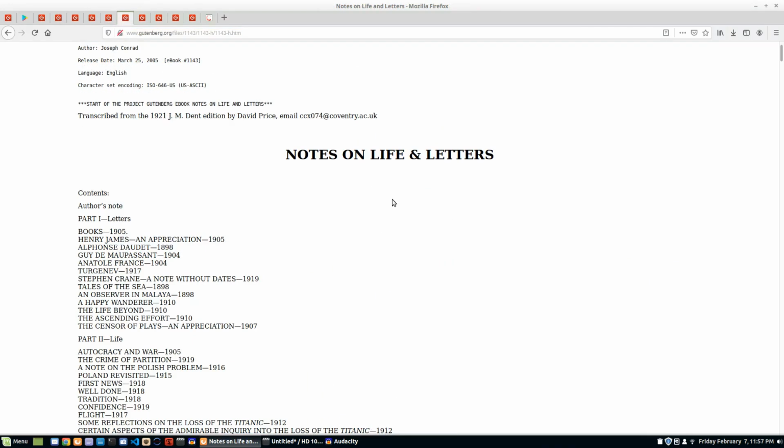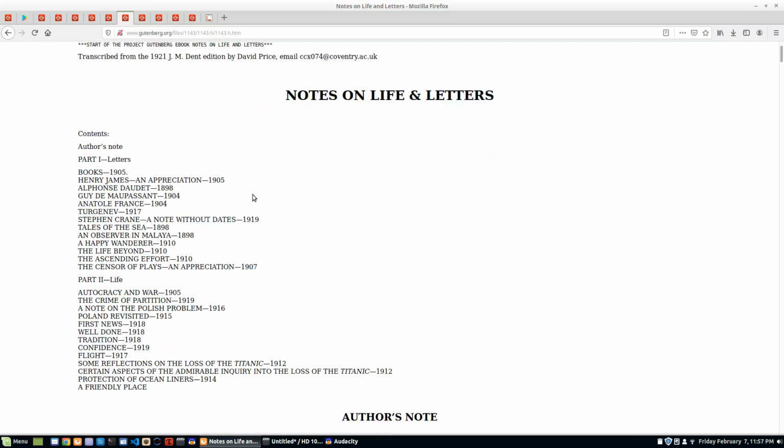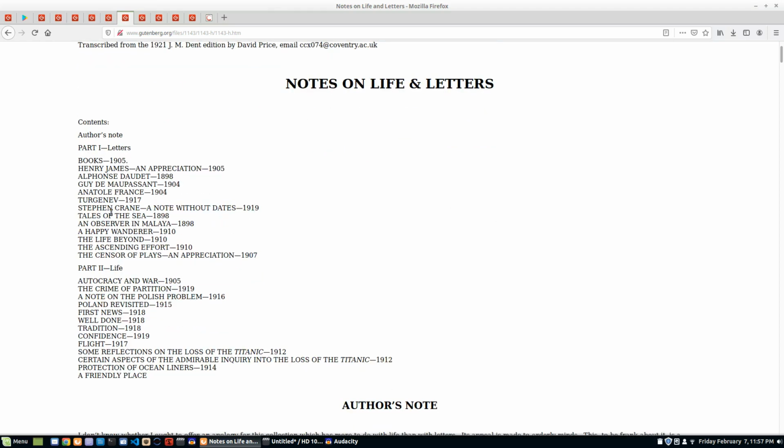And then for the more general audience, I would recommend Notes on Life and Letters. He talks about some other authors in here, like Stephen Crane of Red Badge of Courage. And then he also talks about things that happened during his lifetime, like his first flight on an airplane and his opinions on the Titanic and its sinking. Super fascinating stuff if you're into that kind of history.